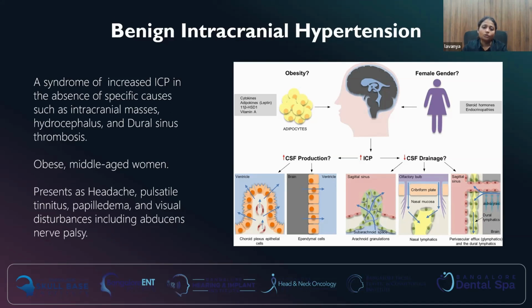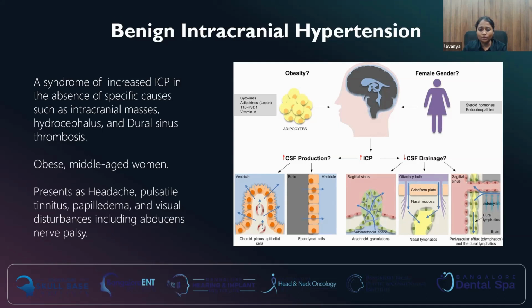So if you look at the causes, is it the female gender? If you look at female gender, then we have to look at the hormones and endocrinopathies. If you look at obesity as a cause, adipocytes, cytokines, adipokines, or vitamin A deficiencies can be some of the related causes. But why does increased intracranial pressure occur?